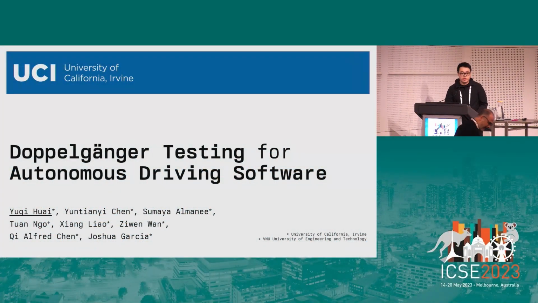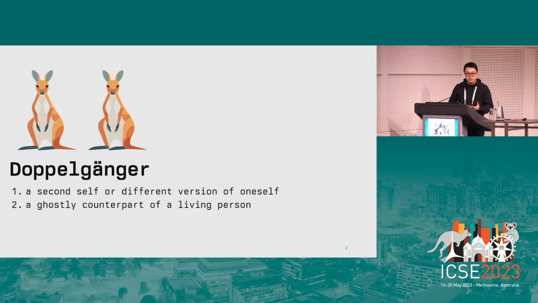So thank you for the introduction. My name is Yuqi. I'm from the University of California, Irvine. So in case you didn't know what Doppelganger means, it means a second self or a different version of oneself. And in the context of software, I think about it as multiple instances of the same software.